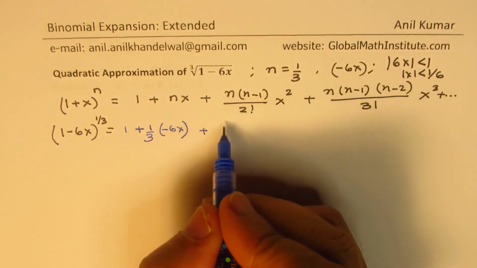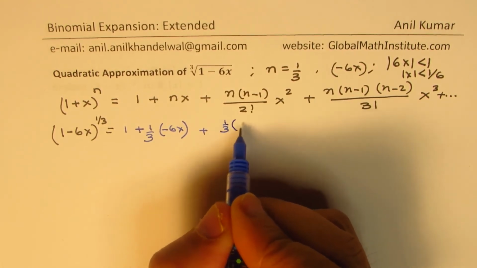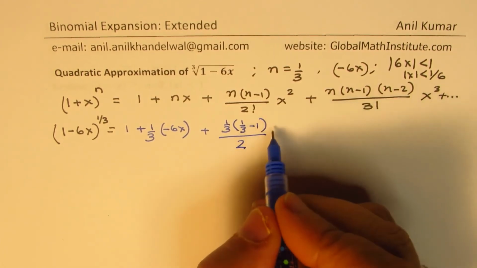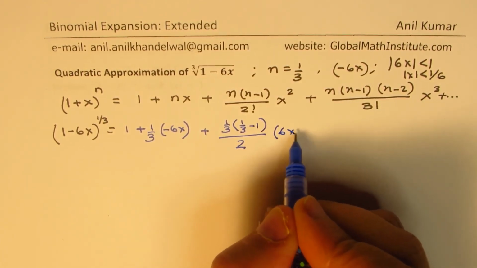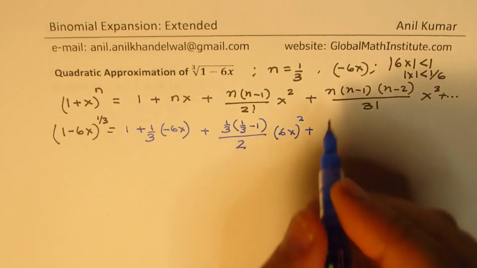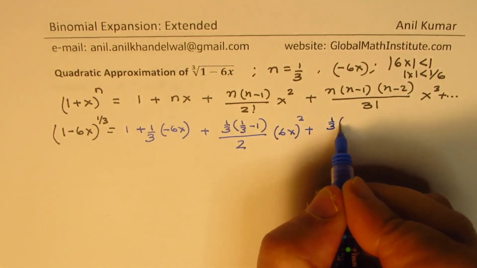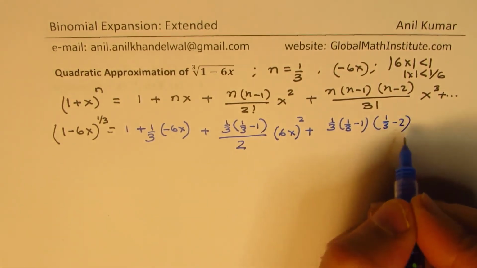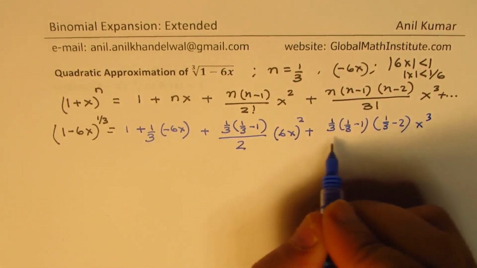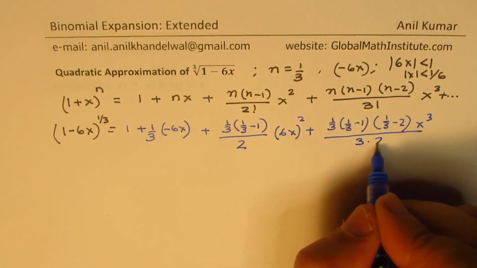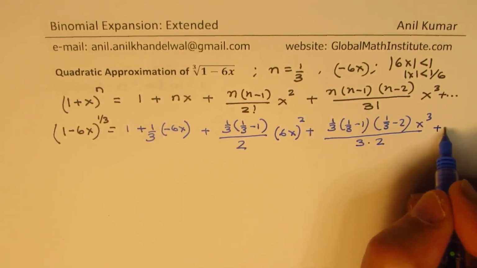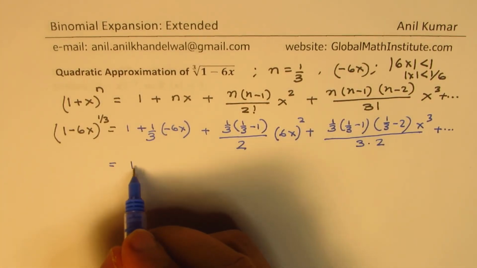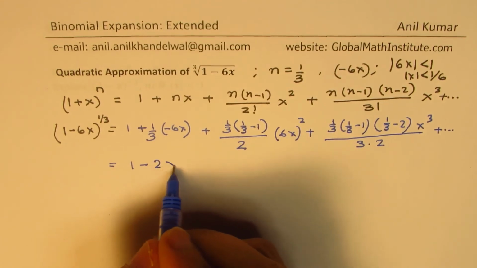Now this time we get 1 over 3 times 1 over 3 minus 1 over 2, and here we have 6x whole square. Now plus 1 over 3 times 1 over 3 minus 1 times 1 over 3 minus 2, this is x cubed over 3 times 2, that is 3 factorial, plus so on. Correct? Now that gives you 1 minus 2 times x.